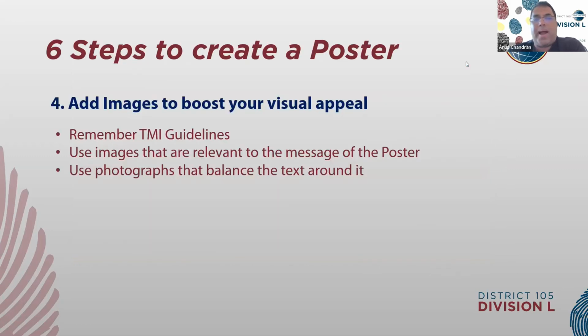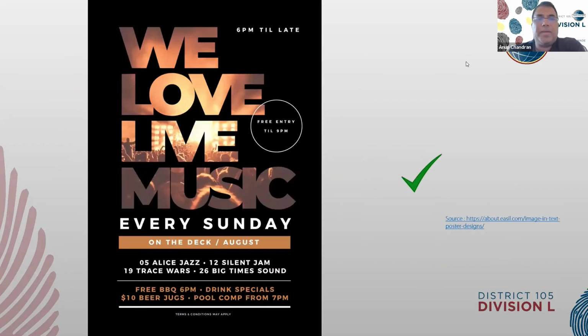Then you add images to boost that visual appeal. Remember, first and foremost, the TMI guidelines, the boundary walls that we play in. So pick the appropriate image which is relevant for the poster. Use photographs that balance the text around it, right? Here's one example which I really like, where you have text and they've cleverly used the image embedded within that text to give that emotion.